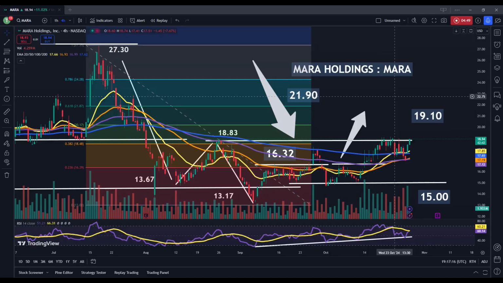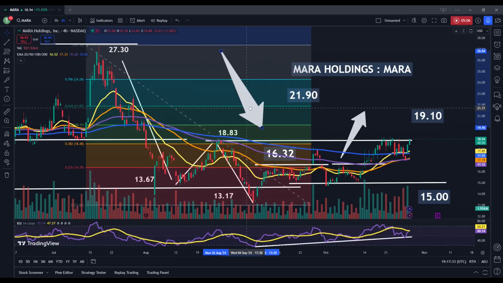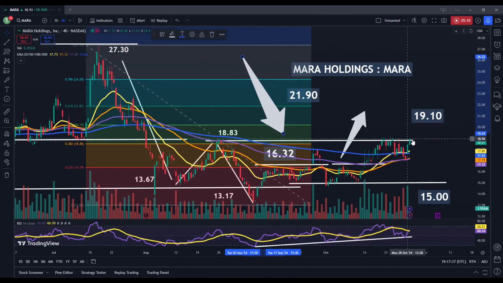So at the very least, on a 4-hour time frame, what you want to see is a 4-hour close, preferably above $20 per share. If we can get to that point, that also removes a psychological resistance zone, and it makes it very clear that this prior 1883 area is broken, and that 38.2% retracement zone is also broken.